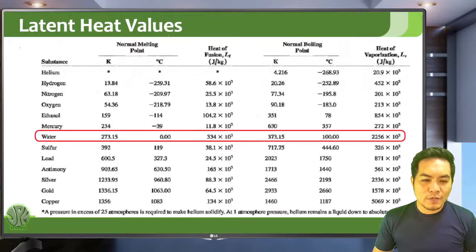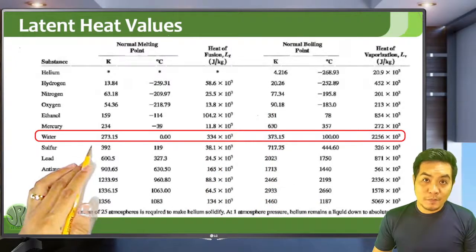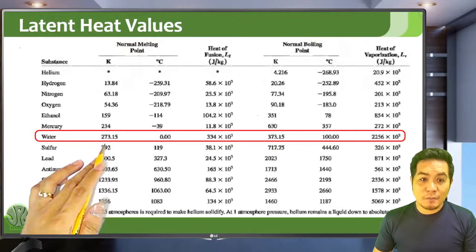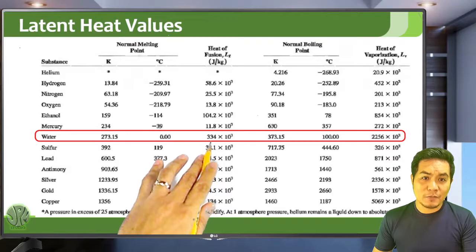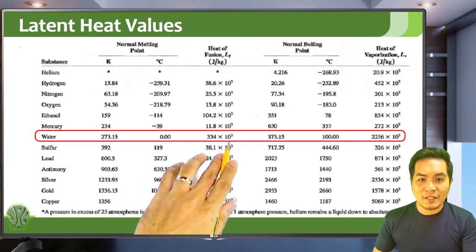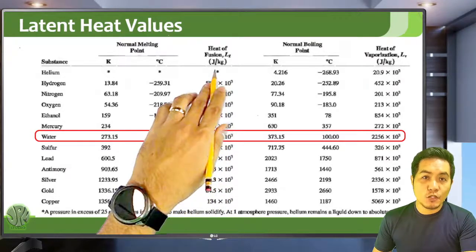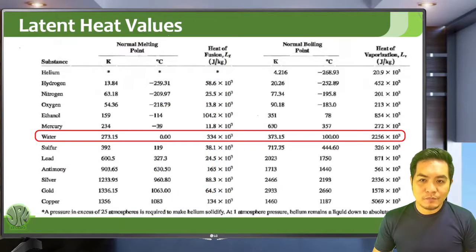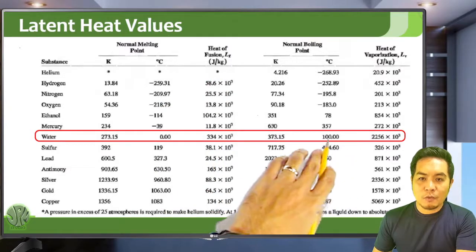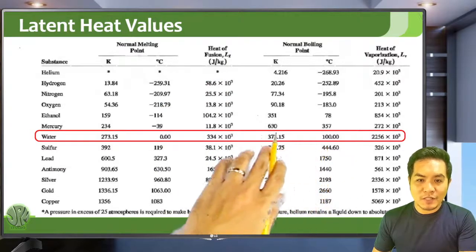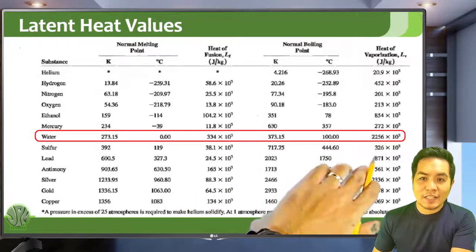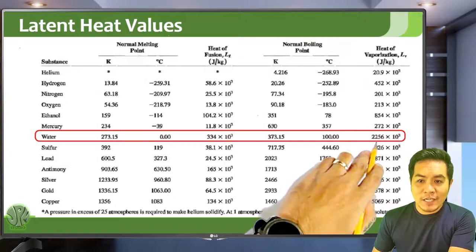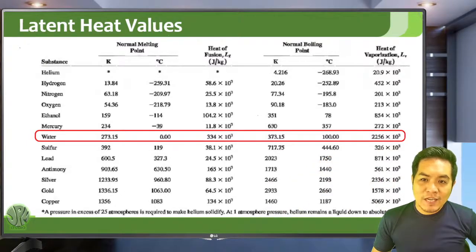So for water, for instance, its freezing point is 0 degrees Celsius or 273.15 Kelvin. And the latent heat of fusion is 334 times 10 to the 3. The unit is joules per kilogram. So the boiling point of water is 100 degrees Celsius, or that is 373.15 Kelvin. And the latent heat of vaporization, L_V, is 2,256 times 10 to the 3 joules per kilogram.